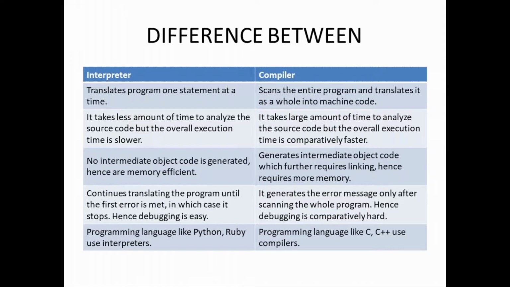Two, it takes less amount of time to analyze the source code, but the overall execution time is slower. Whereas in compiler, it takes large amount of time to analyze the source code, but the overall execution time is comparatively faster. What we are saying here is that the interpreter takes it step by step to interpret. That means the amount of time it uses to analyze the source code is less compared to the one that we have to harness in bulk and then begin to analyze one after the other, which takes longer time.